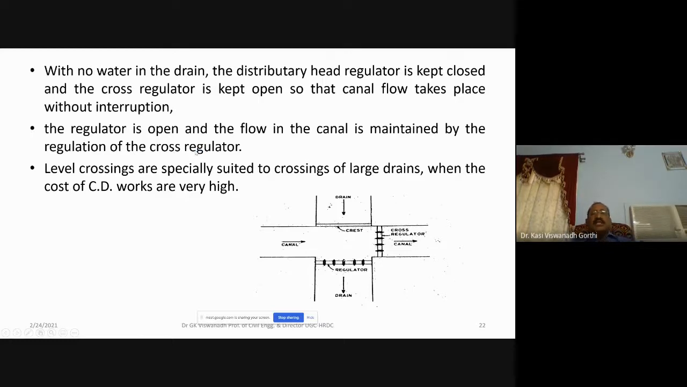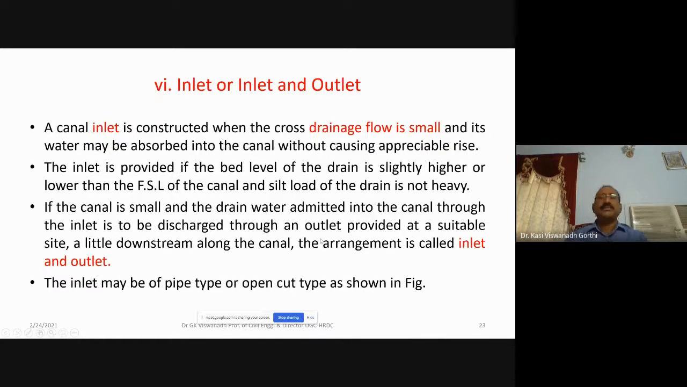Level crossings are specially suited to the crossings of large drains when the cost of the CD works is very, very high. If both are at the same level and construction of any other type of structure like an aqueduct or siphon aqueduct is becoming very costly, then it would be preferable to go for this type of structure.